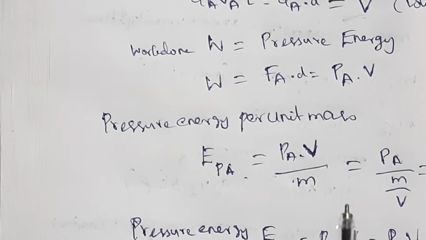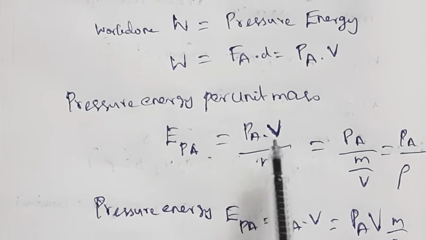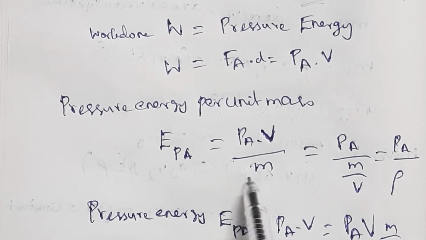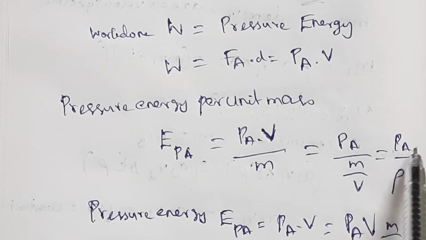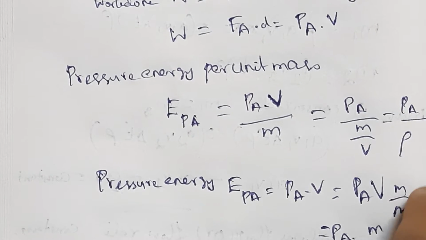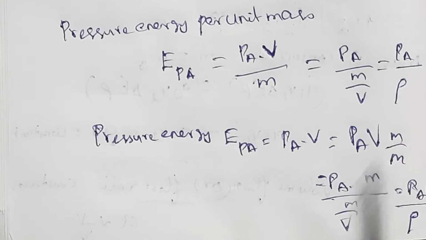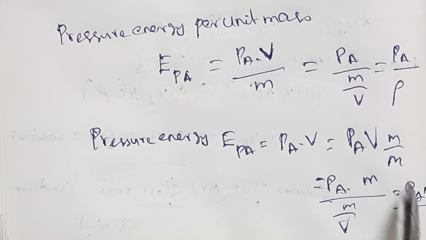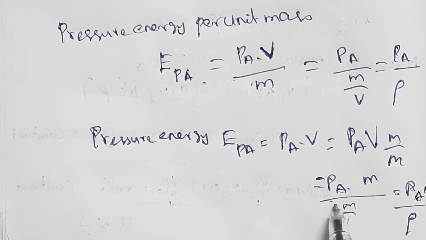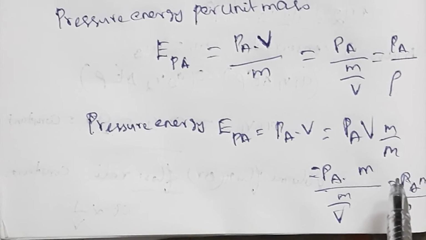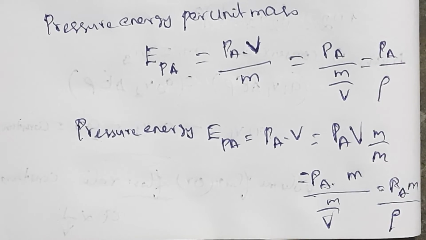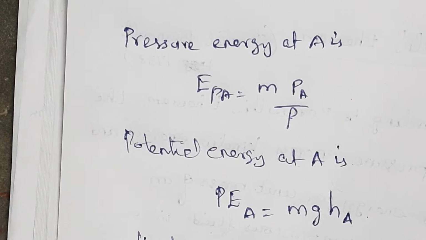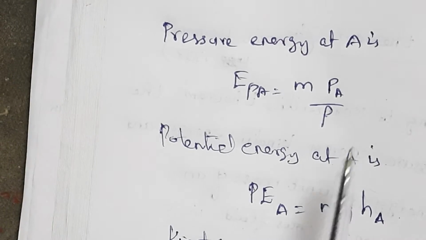Pressure energy per unit mass means we have to divide by M. So we will be getting PAV by M, or else PA by M by V, or PA by rho. Now we can write pressure energy alone. Pressure energy at A, EPA, is equal to PA into V. When we are multiplying and dividing by M, we can rewrite PA into M by V. So M by V is rho. We can write PA M by rho. So pressure energy at A, EPA, is equal to M PA by rho.